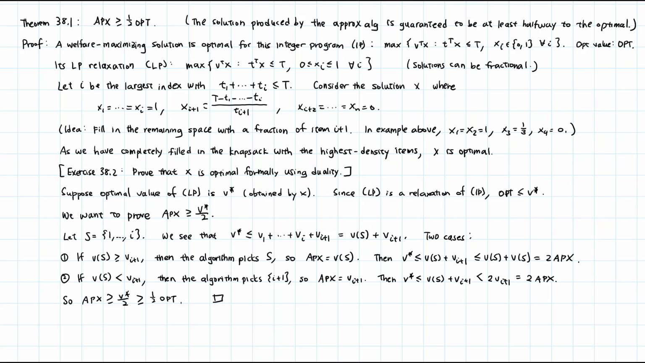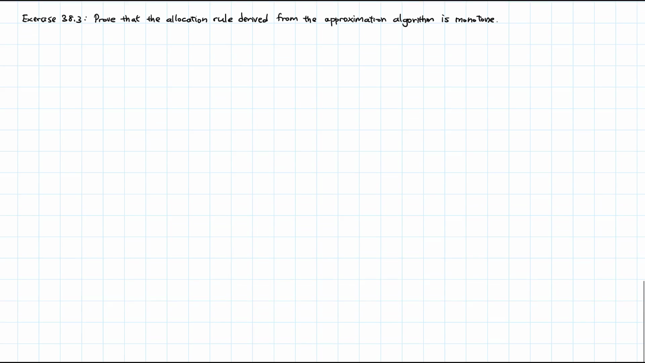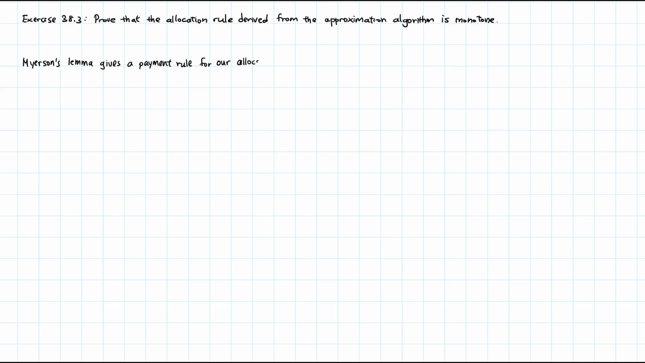So we have an approximation algorithm for welfare maximization. We still need to show that it is monotone before we can apply Myerson's lemma, and we will leave that as an exercise. Now, Myerson's lemma gives us a payment rule for our allocation that is DSIC. So now we want to know, what is this payment rule? What does the allocation function look like for a particular player?